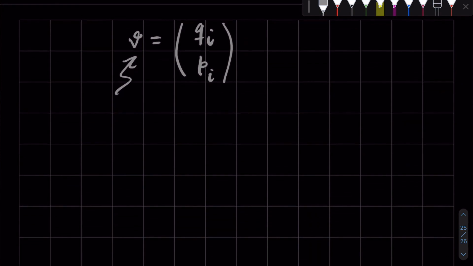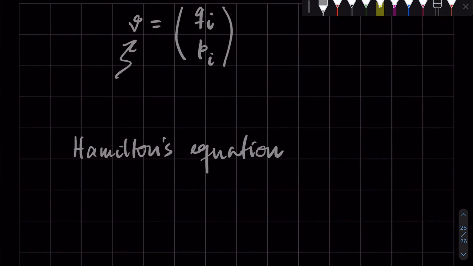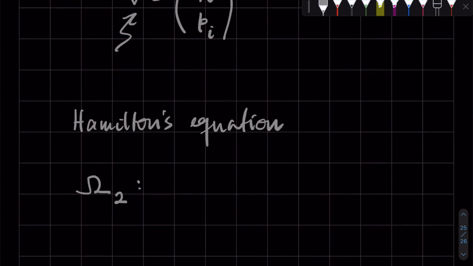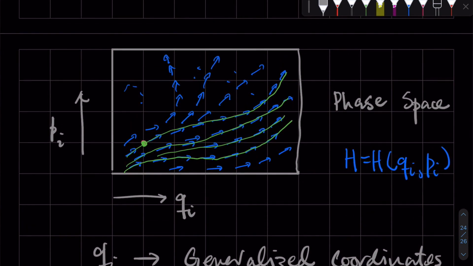So Hamilton's equations, which are basically Newton's equations but formulated in terms of phase space, involve an antisymmetric two form, which is known as omega. So what is a two form? A two form is, so let me call this phase space, say, P.